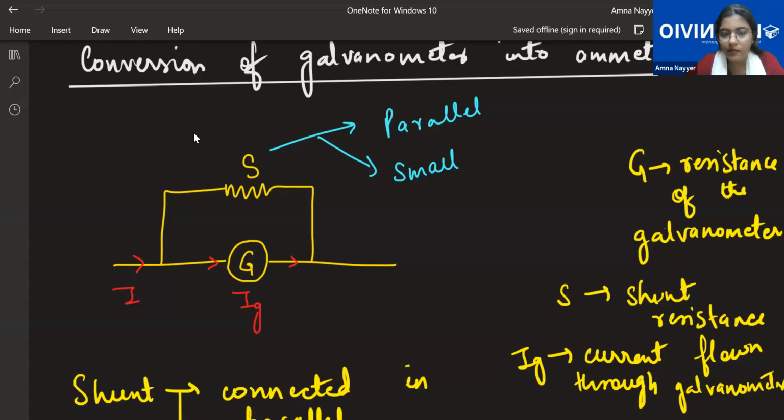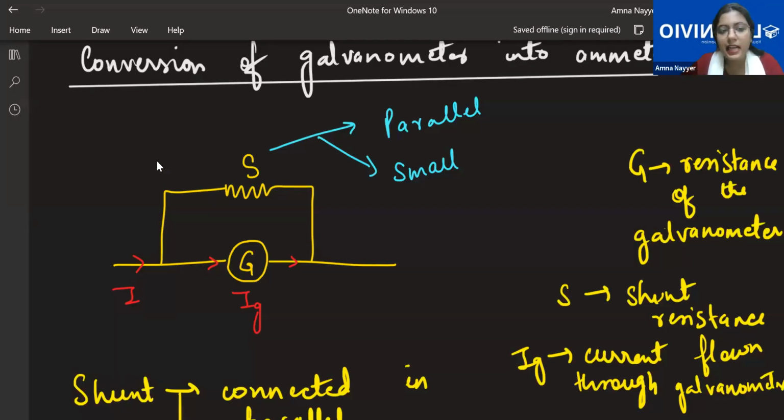So ma'am, current. V is equal to IR. So I will be equal to V... No, Ibrahim. Listen, I amount of current is coming. Ig amount of current goes through this galvanometer. How much is left to go into the shunt? I minus Ig.